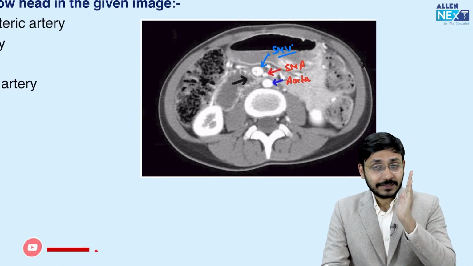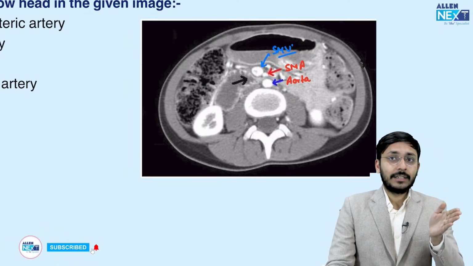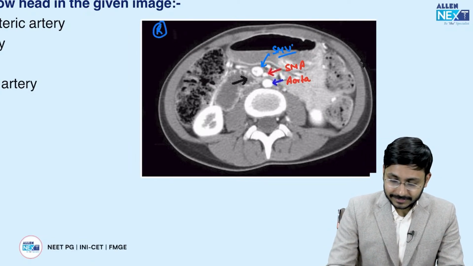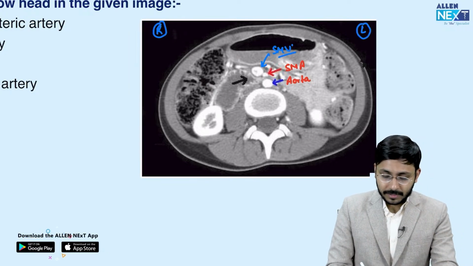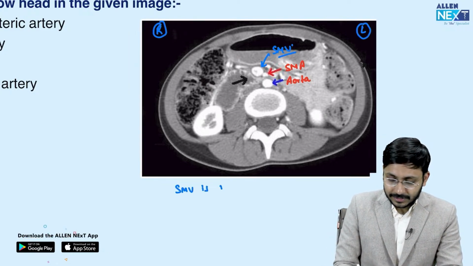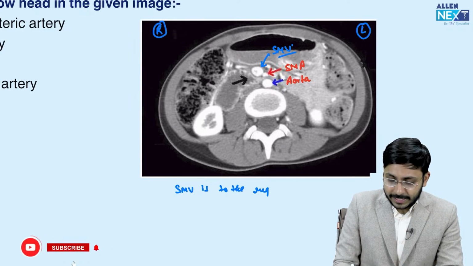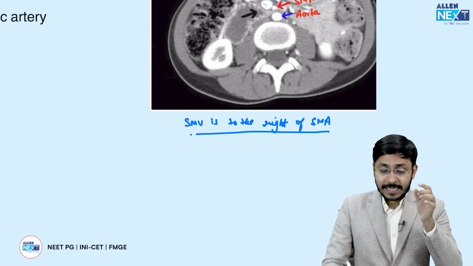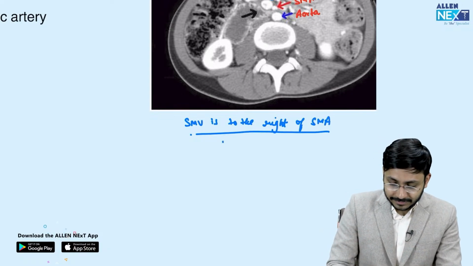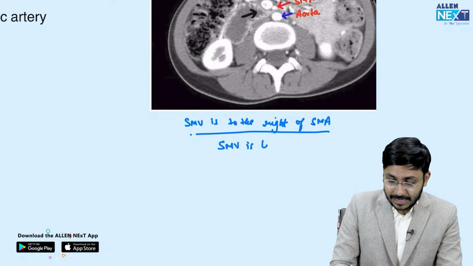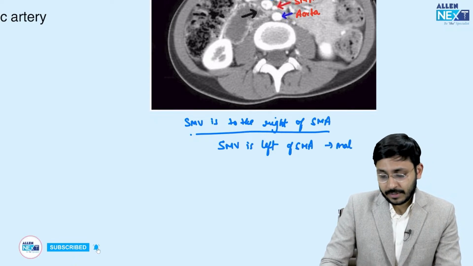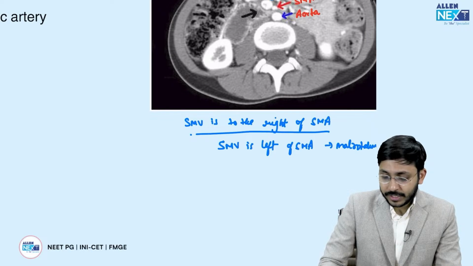So remember, SMV is to the right of SMA. Radiologically, this is the right, correct? This is the left. So always remember, SMV is to the right of SMA. This relationship is always maintained. And in which pathology is this relation reversed, that is, SMV is left of SMA? This is seen in malrotation.